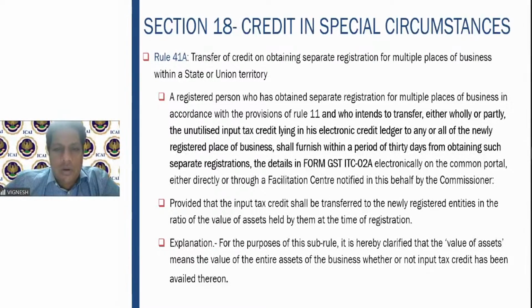Okay. Now what happens here? One registered person has obtained separate registration for multiple places. Whatever unutilized credit he has, he wants to transfer it to the newly registered places of business, because that pertains to that particular state. Now let us take an example here.